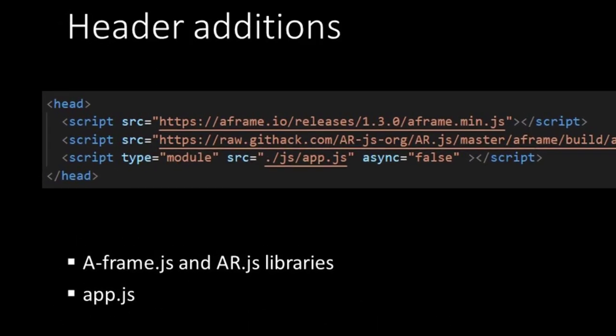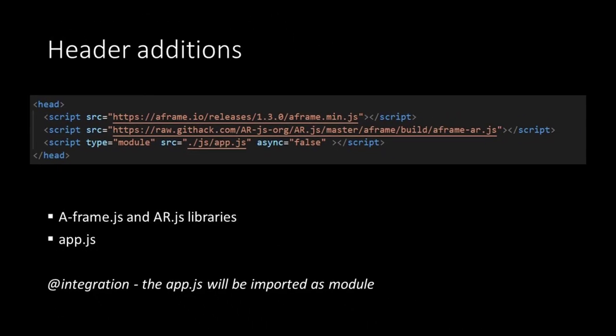We also need to set the type to module because we are going to create JavaScript in modules. This specifically makes sense when we want to retrieve the data from our database. Further on, we also need to set the attribute async to false. And that's it. That's our header.